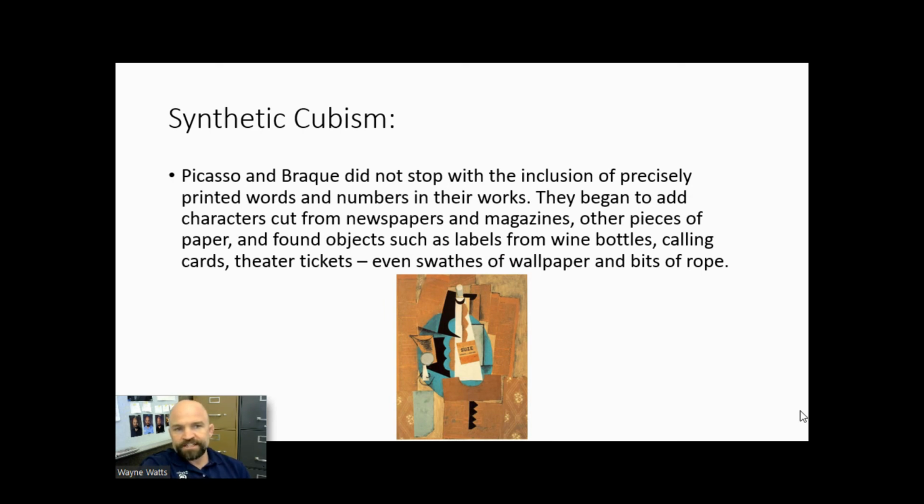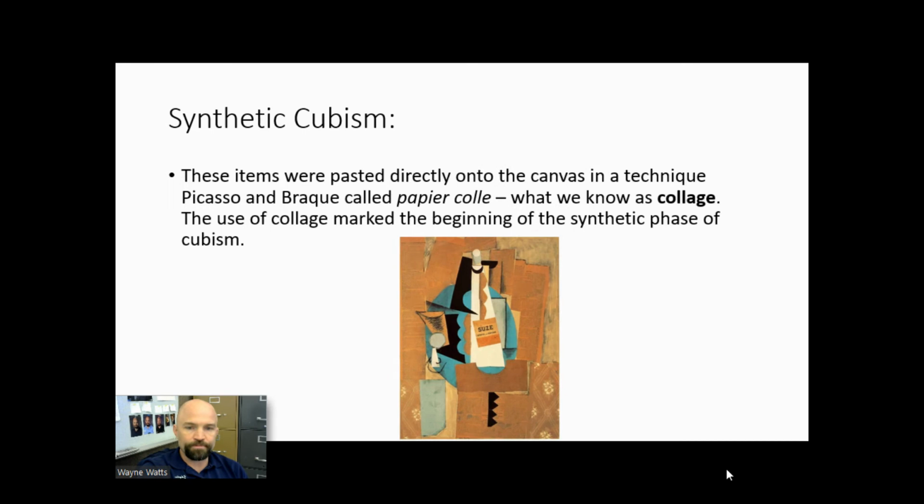Picasso and Braque did not stop with the inclusion of precisely printed words and numbers in their works. They began to add characters cut from newspapers and magazines, other pieces of paper, and found objects like labels from wine bottles, calling cards, theater tickets, even swaths of wallpaper and bits of rope. These items were pasted directly onto the canvas in a technique Picasso and Braque called papier collé, what we know as collage. The use of collage marked the beginning of the synthetic phase of Cubism.